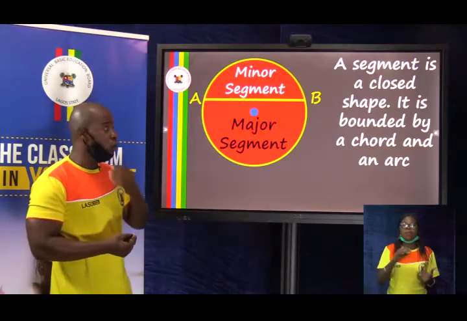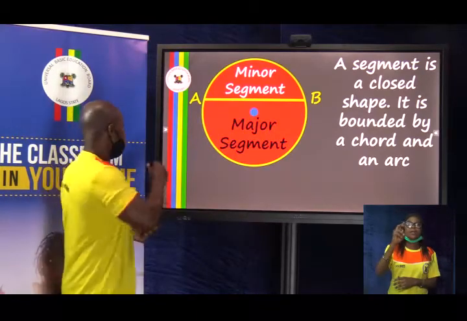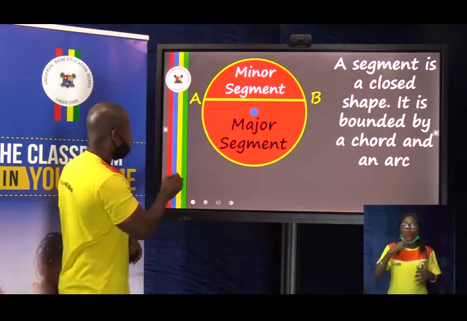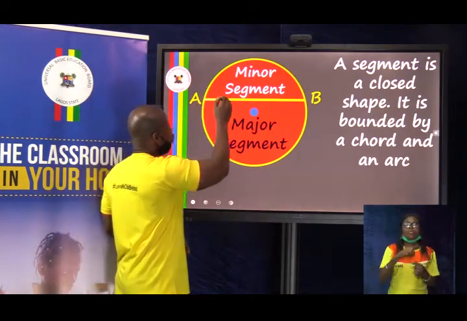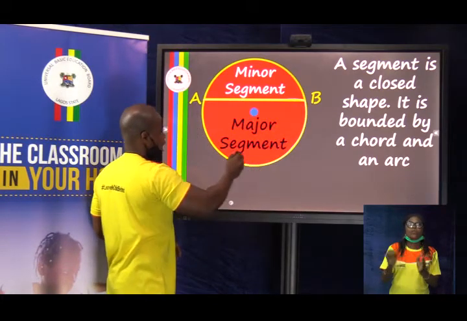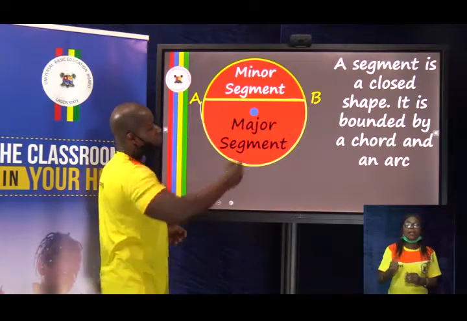Now, a segment is a closed shape. Okay, this is what we call a segment. Okay, let's talk about segment. We are actually referring to this whole thing, the chord, and the arc. A segment is a closed shape.